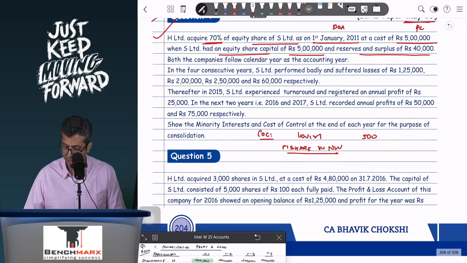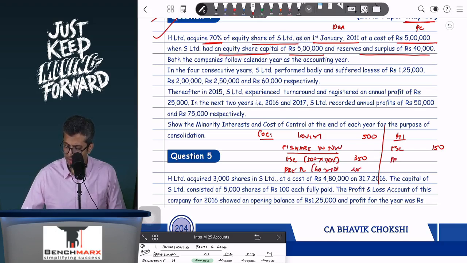On 1st of January, equity share capital was 5 lakhs into, can I say 70%, which is 350, and within minorities interest, the remaining equity share capital of 30%, which is 150 will come. Similarly, over here, you will have the pre-acquisition P&L, which is 40,000 into 70% will come to what? 28. And minorities will also get a share in the pre-acquisition P&L, which is 40 into 30% comes to what? 12 probably.